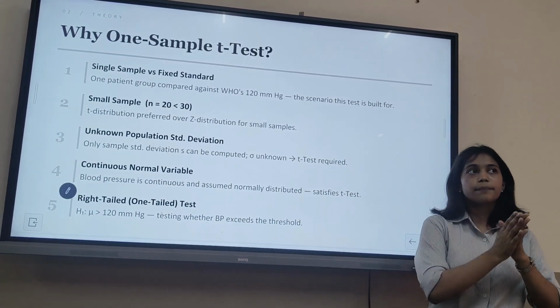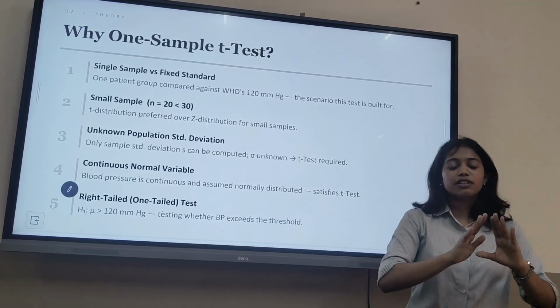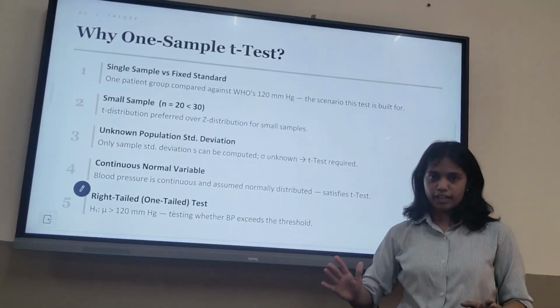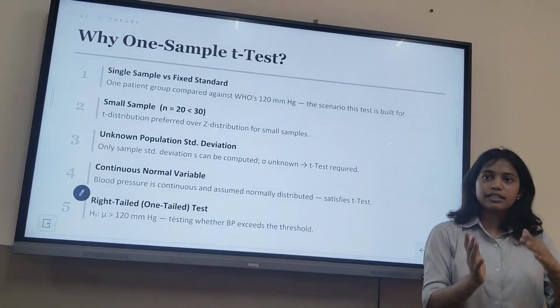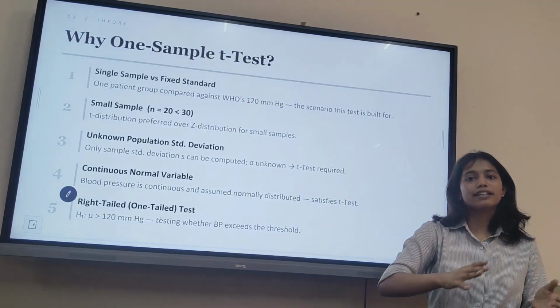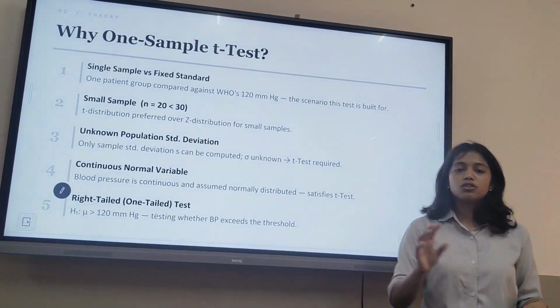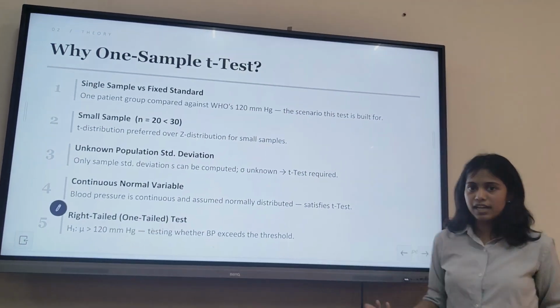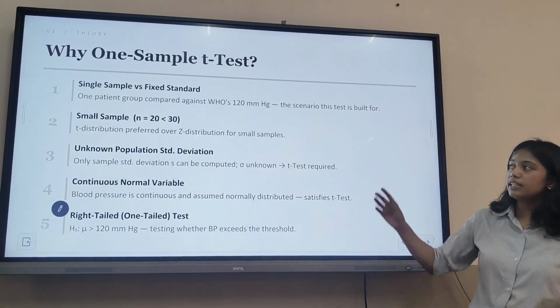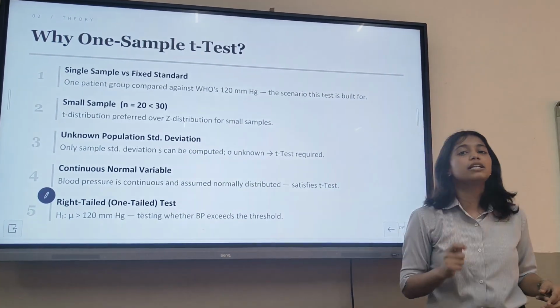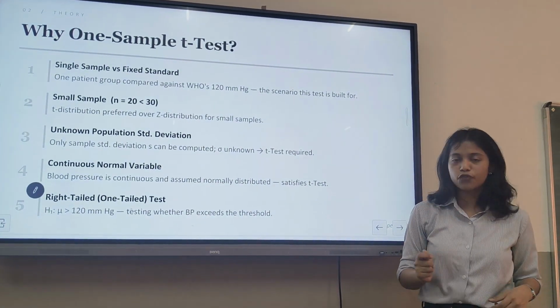As we know, the testing of BP is about a threshold value. The BP is either less than 120 mmHg or it is more than 120 mmHg. So that's the only hypothesis we are testing over here. So these are the 5 reasons why one sample t-test is the best approach for our case.